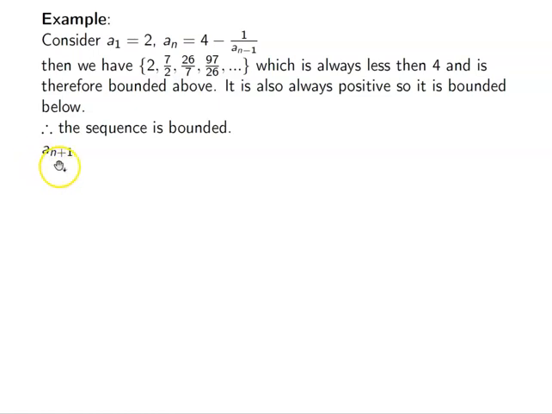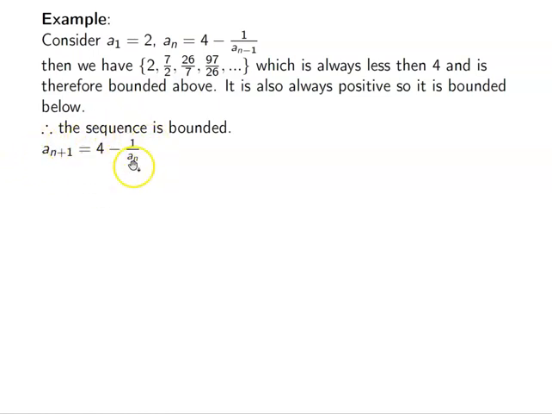So if I want to look at a sub n plus 1, I know what a sub n is. So what would a sub n plus 1 be, right? It should be 4 minus 1 over a n, right? The next term is 4 minus 1 over the previous term. So for a n, the previous term was a n minus 1. For a n plus 1, the previous term was a sub n.